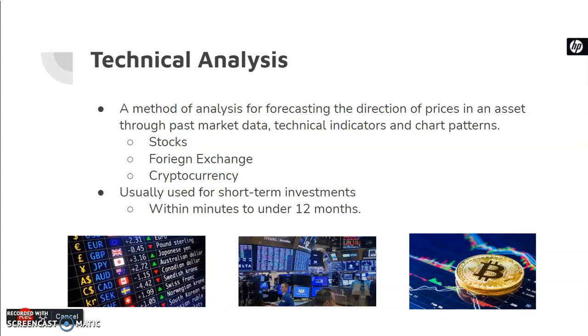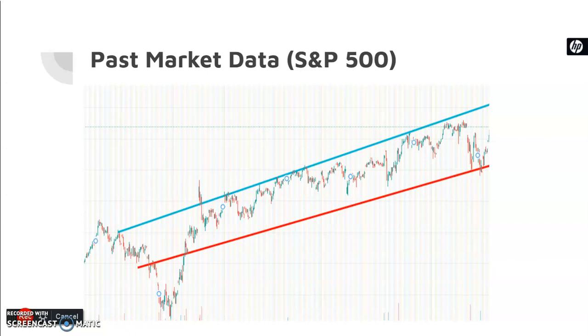Now, technical analysis is really only effective in the short term. That can range anywhere from 12 months to within minutes. Anything over the short term cannot be predicted effectively using technical analysis. Now let's take a look at some examples of past market data, technical indicators, and chart patterns.